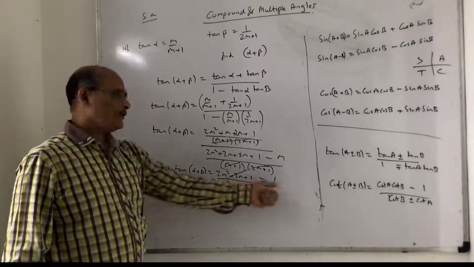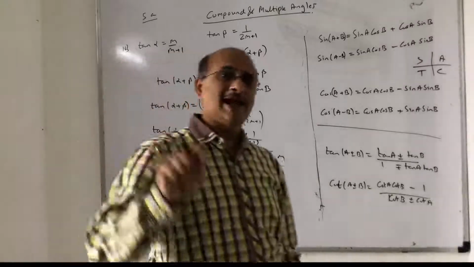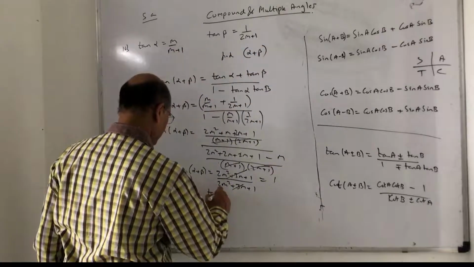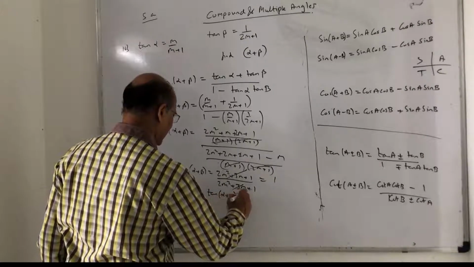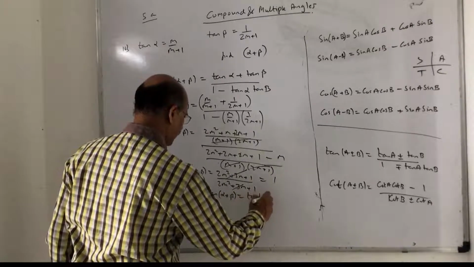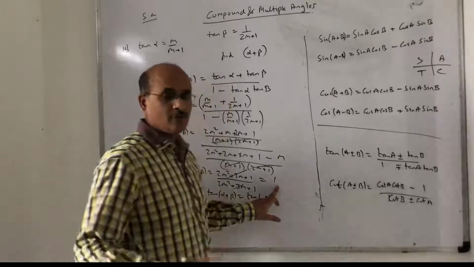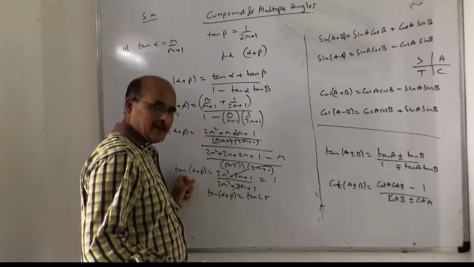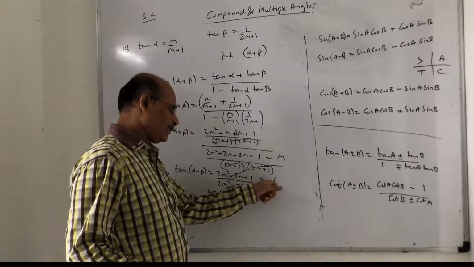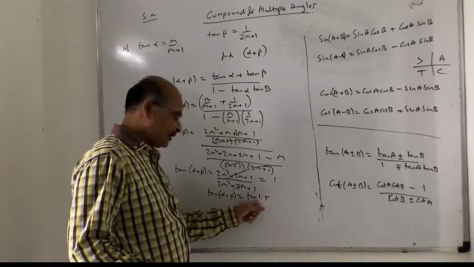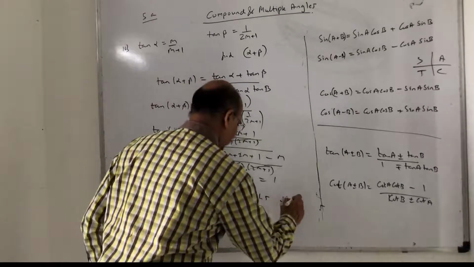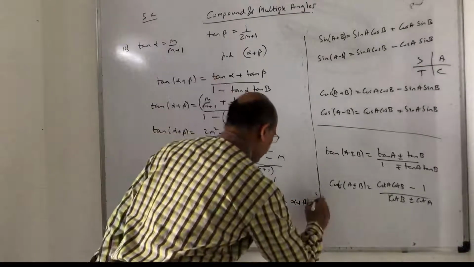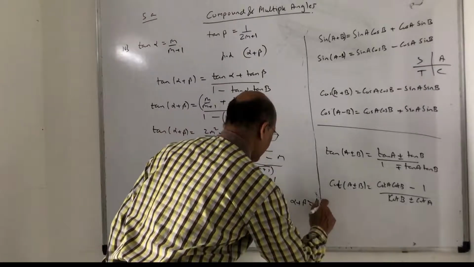Now tell me, tan alpha plus beta is 1. Now tan of which angle is 1? 45 degree. So I can say tan of alpha plus beta is tan 45. Why am I converting to tan? Because the left hand side is tan, so the right hand side I have to convert to tan to equate the angle part. So from here, therefore, alpha plus beta is equal to 45 degree.